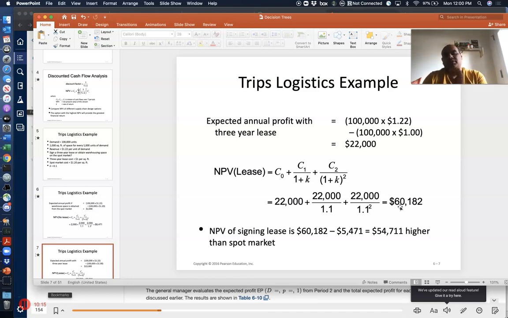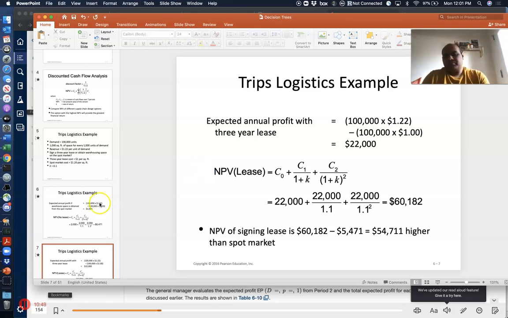So based upon this only, the net present value of signing the lease is 60,000. The net present value of not signing the lease is 5,471. So this is how much you'll be making more if you don't sign the lease. If you sign the lease, so 54,711, that's the extra profit that you're going to make. So it makes sense for you to sign the lease based upon this, right? So this is a simple explanation of how net present value works, right?